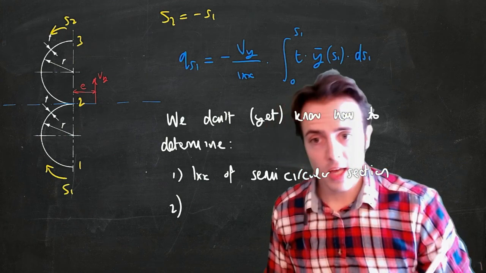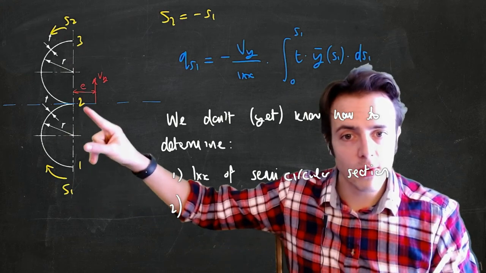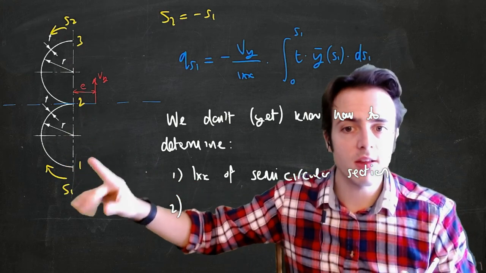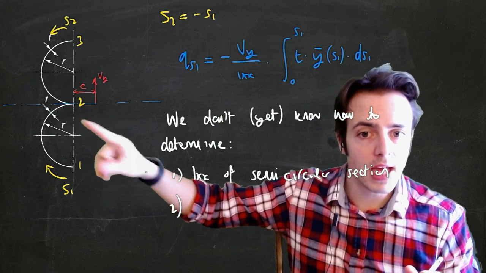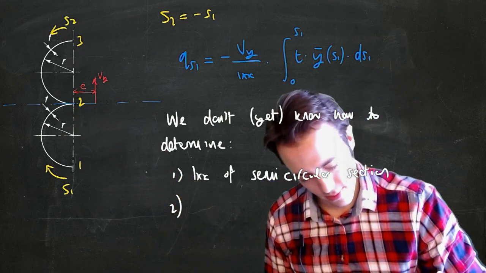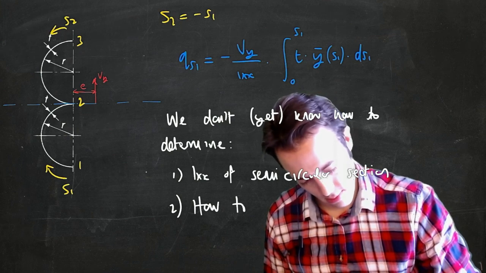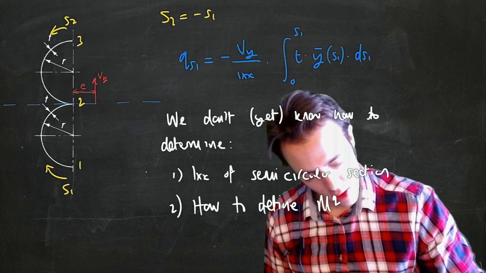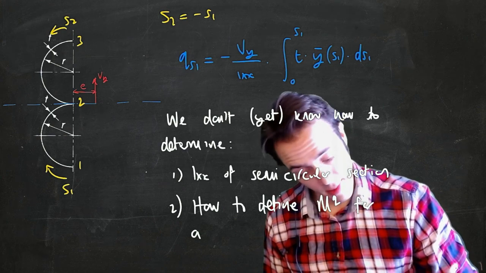And the second one is, once we've got these semicircular sections, how do we determine the part of the shear flow, the bit of force, what direction it's in, and how that causes a moment here? So we need to think about that. So we need to think about how to define MQ for a semicircular section.